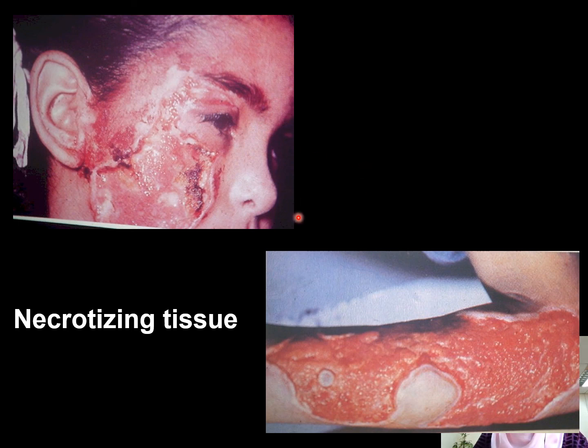Again, these are examples of necrotizing tissue. This is at the face, and this is at the upper arm.